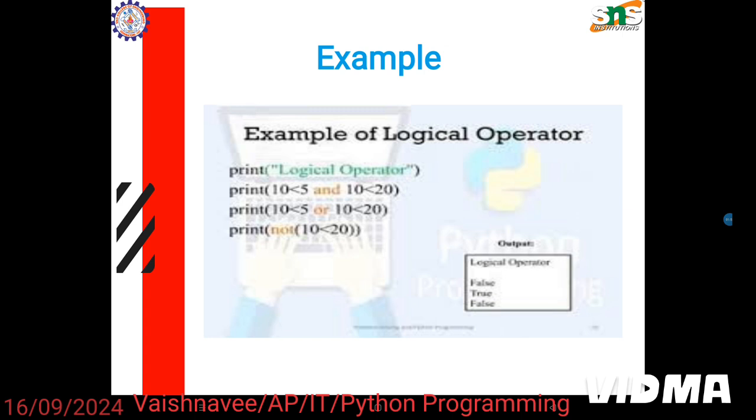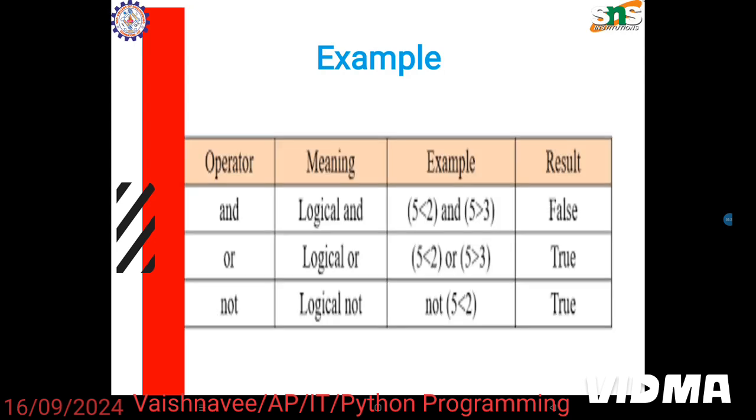Here we are going to print the logical operators. Print 10 is less than 5 and 10 is less than 20. The first statement is false, so it will give false. 10 is less than 5 or 10 is less than 20. Here the second statement is true, and since we used or, any one condition is enough, so it is true. Then 20 is less than 10 — it is true, but we gave a not operation, so it will give the opposite: false.